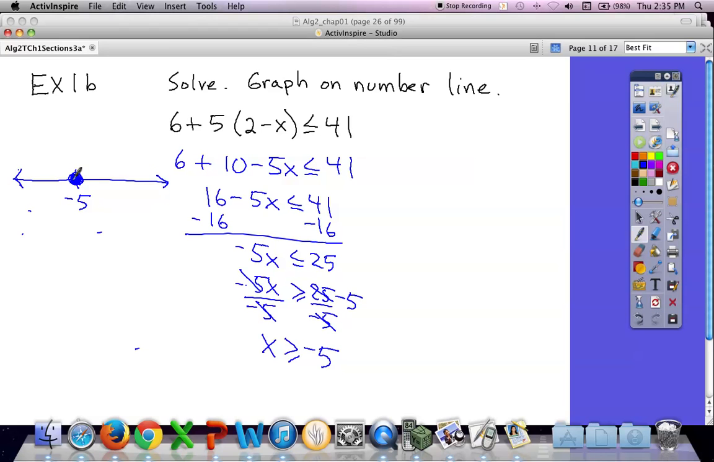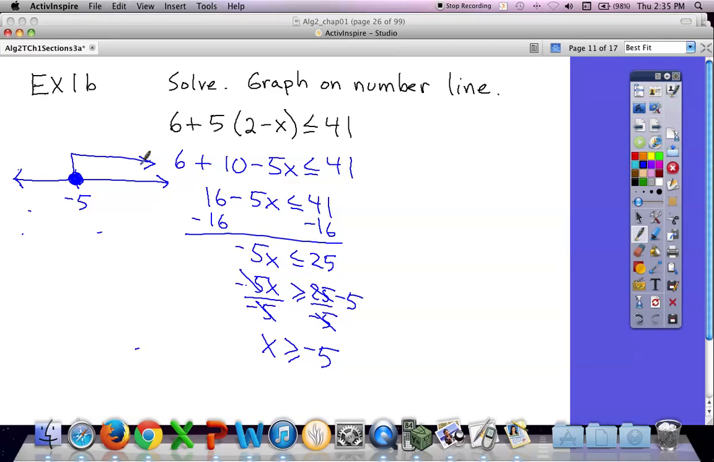Now, where does the shading go? It's greater than or equal to negative 5. Does that mean to the right or to the left? On a number line, where do you find the greater numbers? On the right. So you go that way. That's the graph.